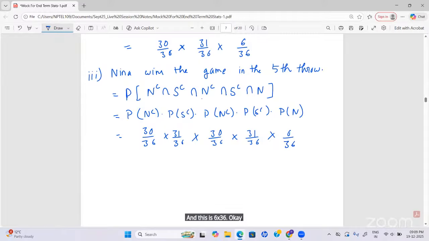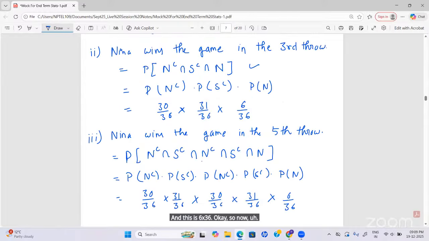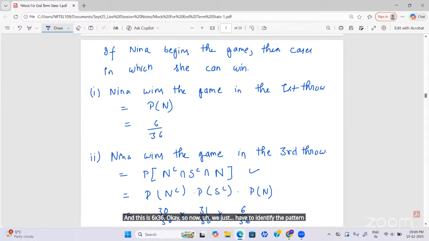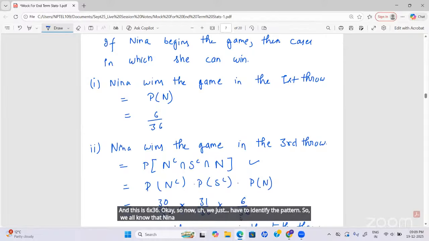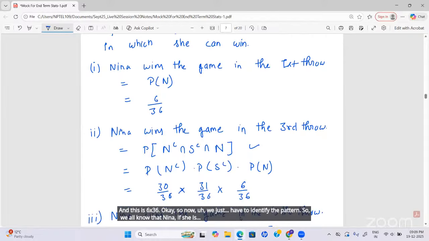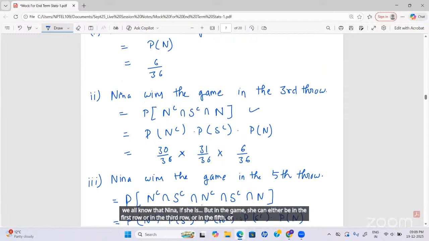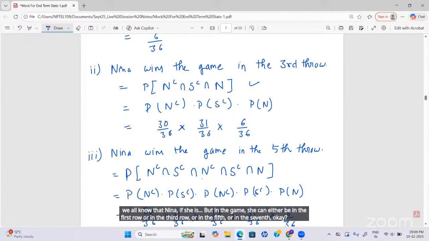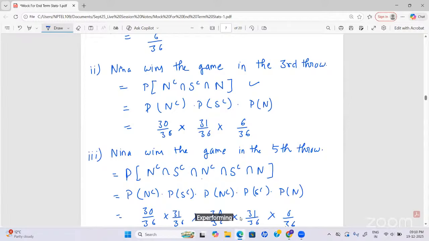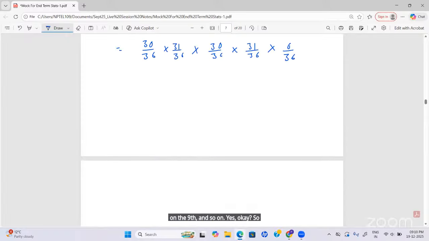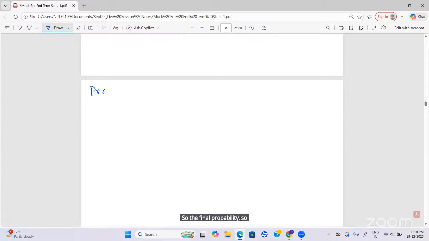Okay, so now we just have to identify the pattern. We all know that Nina, if she is starting the game, can either win in the first throw or in the third or in the fifth or in the seventh, or in the ninth and so on, forming a GP. Yes, okay. So now the final probability, so probability of Nina winning the game.